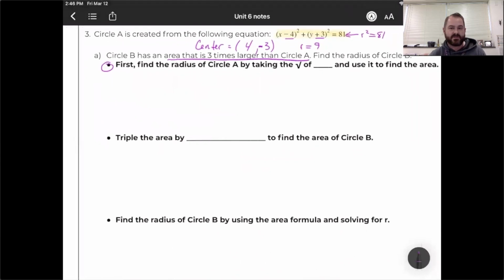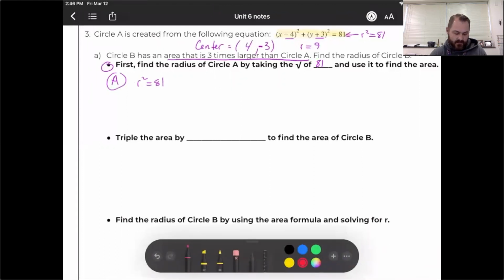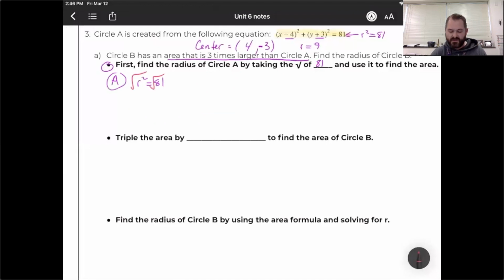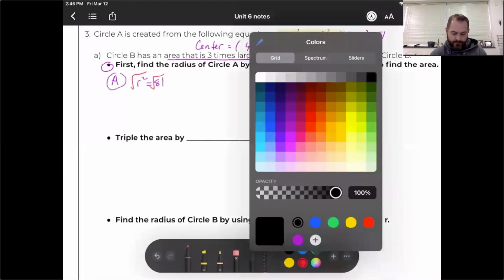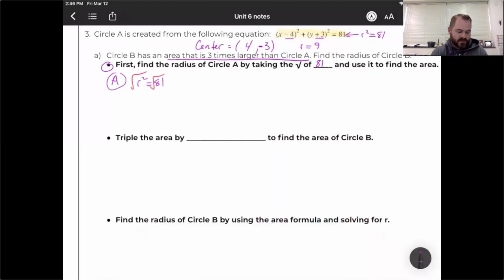And no, it's not just 3 times 9. Okay, the radius of circle B is not 27. We can't do things that way. I can explain that in more detail to you later. But for the purposes of this, we're just going to follow these steps. We're going to follow these bullet points. So first you're going to find the radius of circle A by taking the square root of that 81. Okay, so for circle A, we took our r squared equals 81, and then we take the square root of that, because to solve for r, you take the square root of both sides. Okay, so the radius of circle A is 9.